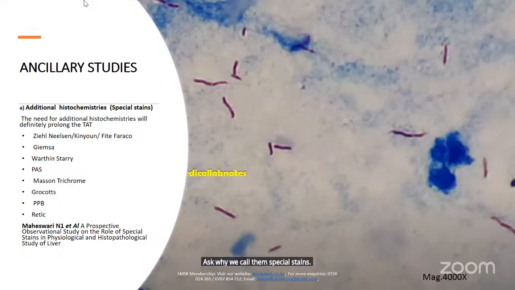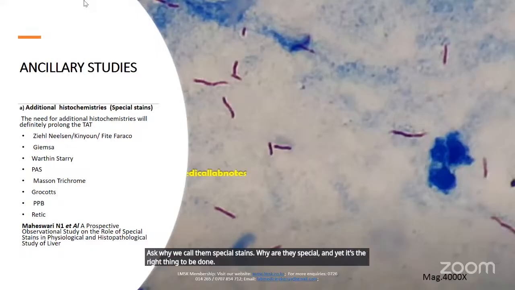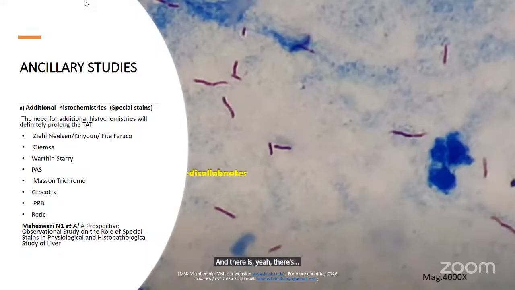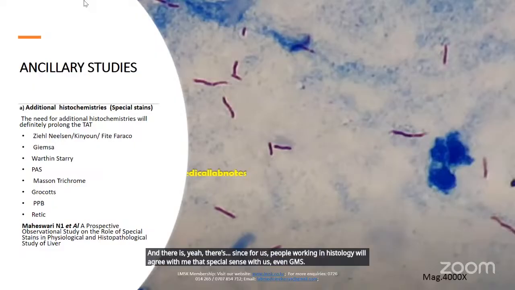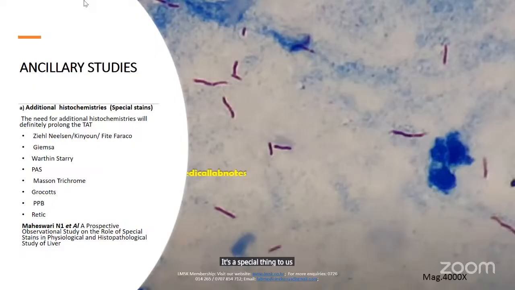Why are they special, and yet it's the right thing to be done? And the answer is, yes, there are stains for us. People working in histology will agree with me that special stains are special to us, because this particular stain or histochemistry is able to outline elements or organisms that cannot be identified using the standard technique, which is done using the H&E.